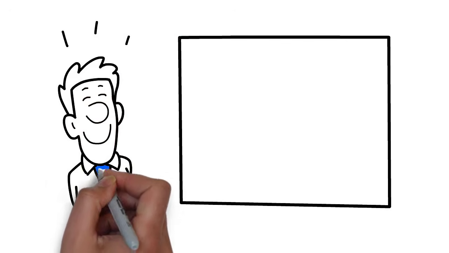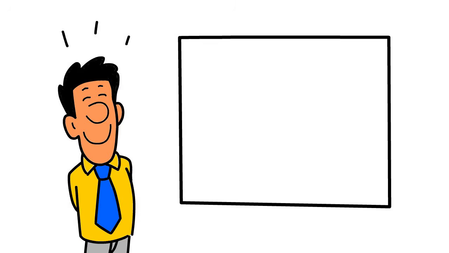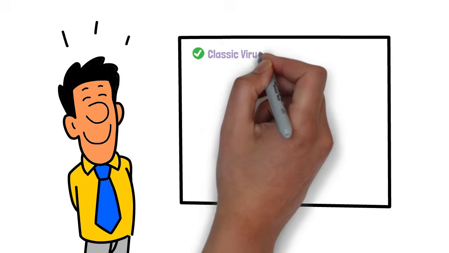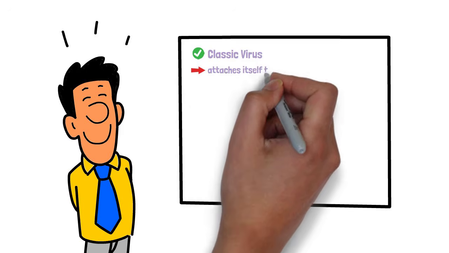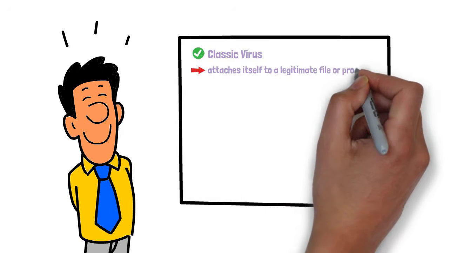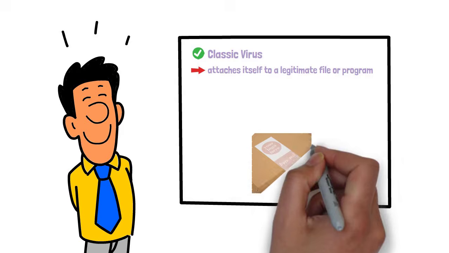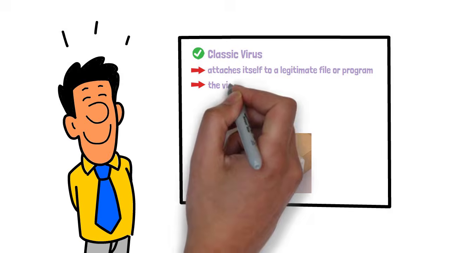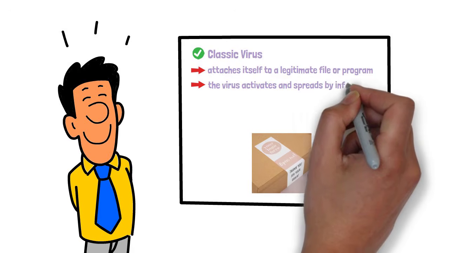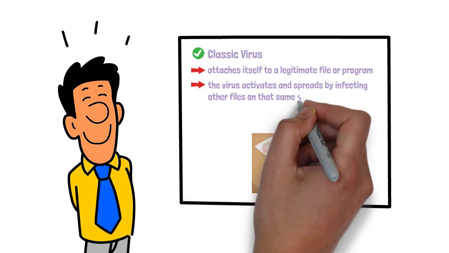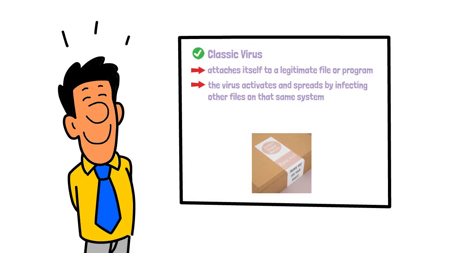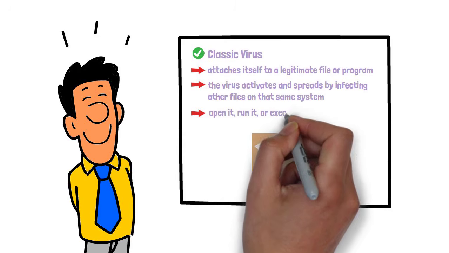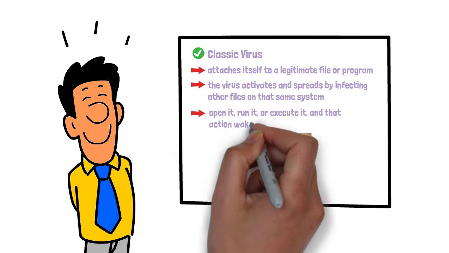Let's start with the classic virus, the one people use as a general word for malware. A computer virus attaches itself to a legitimate file or program. Think of it like a sticker stuck on a real parcel. The sticker cannot travel alone. When you run the infected file, the virus activates and spreads by affecting other files on that same system. So, the spread pattern is usually user-driven. You open it, run it, or execute it, and that action wakes it up.